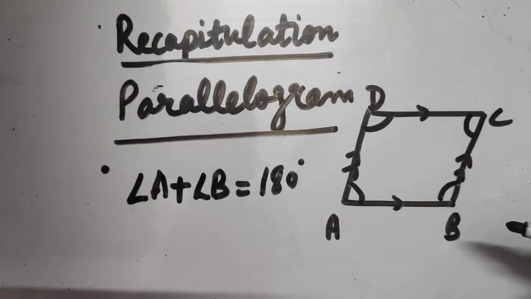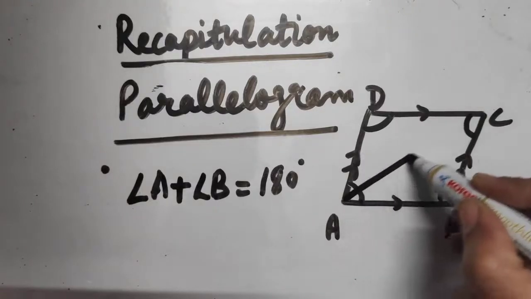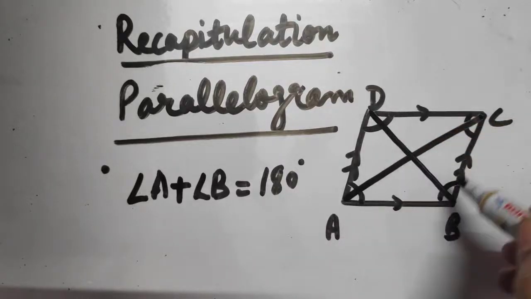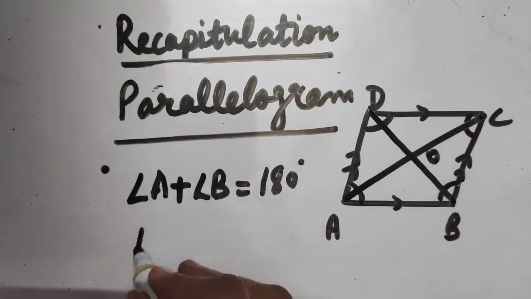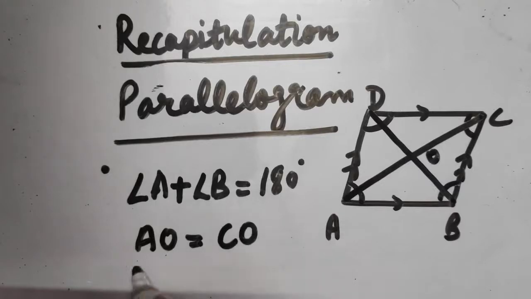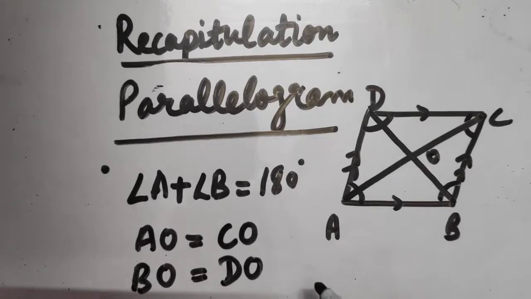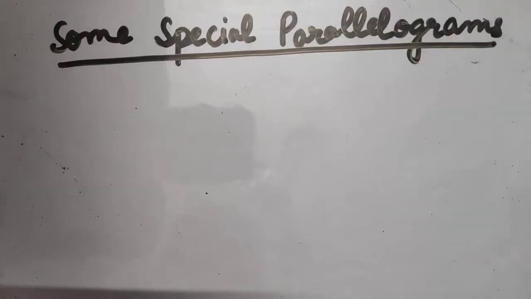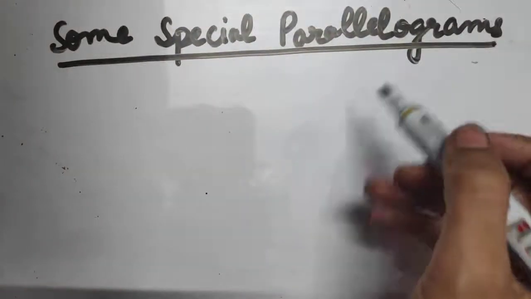Then the last property we have studied, the diagonals of a parallelogram bisect each other. These are the two diagonals and this point is O. So AO is equal to CO and BO is equal to DO or OD. So these are the properties of parallelograms which we have discussed in the previous lecture. Let us move now to the main topic of today's lecture. Let us discuss now some special parallelograms.